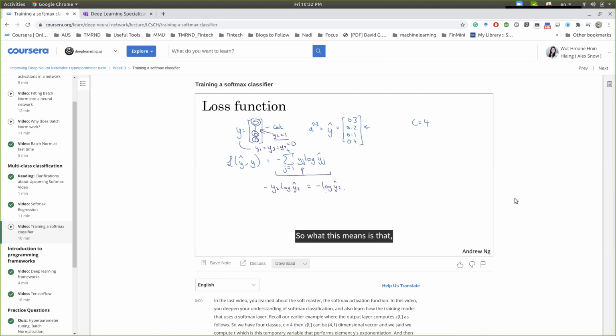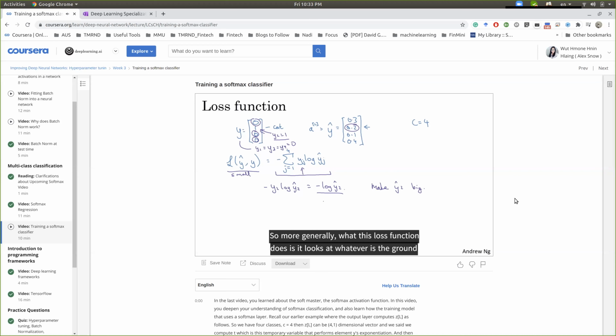So what this means is that if your learning algorithm is trying to make this small, because you use gradient descent to reduce the loss on your training set, then the only way to make this small is to make log y hat 2 big, and the only way to do that is to make y hat 2 as big as possible. These are probabilities, so it can never be bigger than 1. But this makes sense, because if x for this example is a picture of a cat, then you want that output probability to be as big as possible.